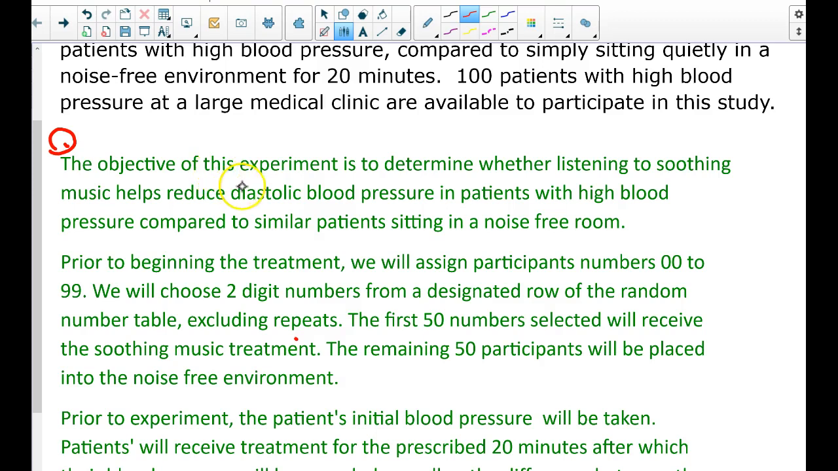So I wrote, the objective of this experiment is to determine whether listening to soothing music helps reduce systolic blood pressure in patients with high blood pressure compared to similar patients sitting in a noise-free room.